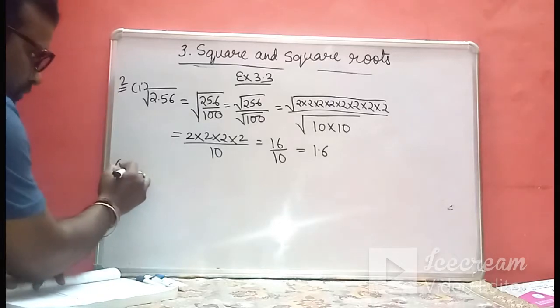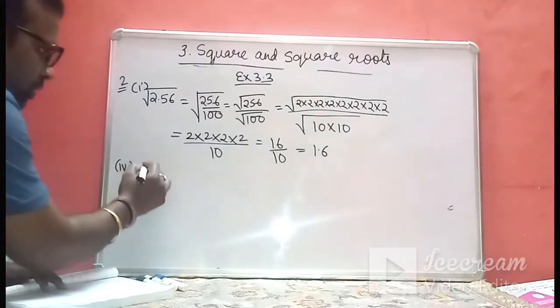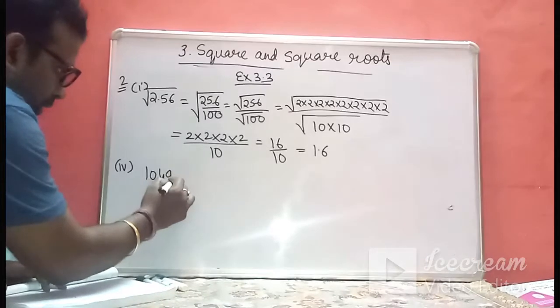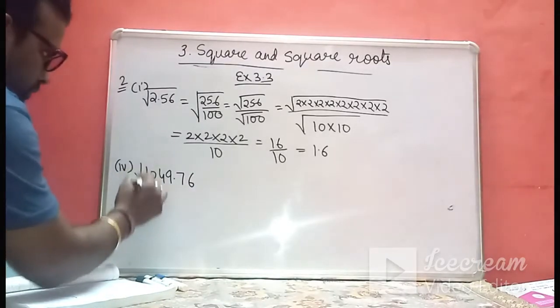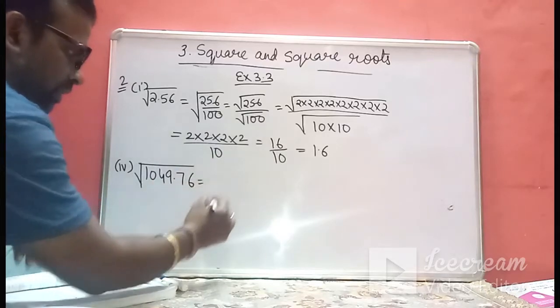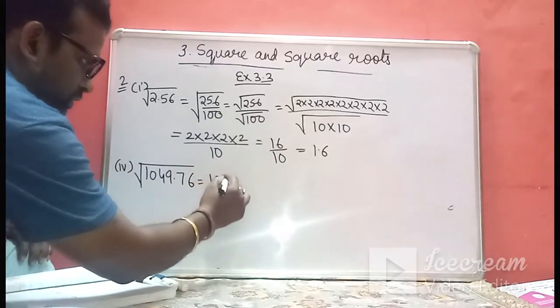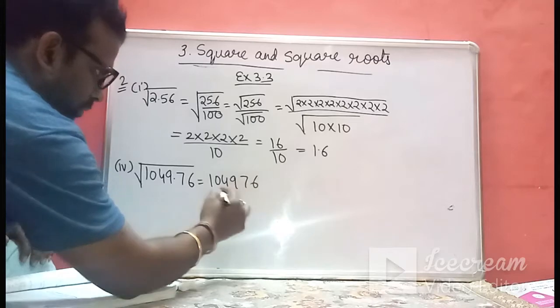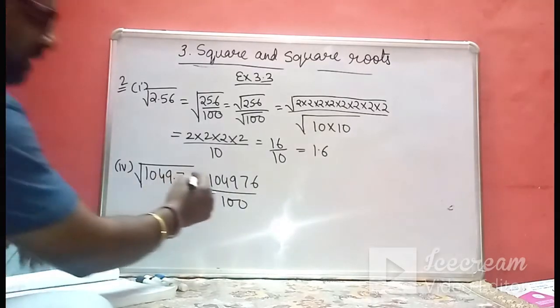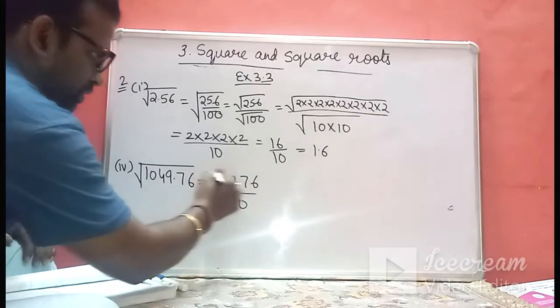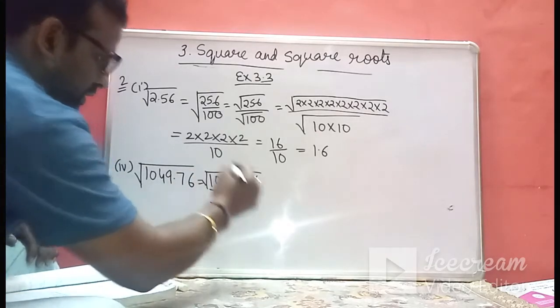Then suppose a question is like this, 1049.76. So again we will write it as 104976 upon 100. Okay. Then we will put the square root sign on this number and 100.